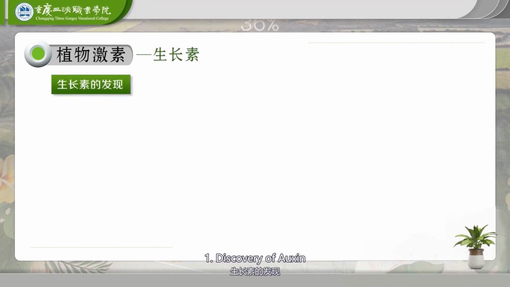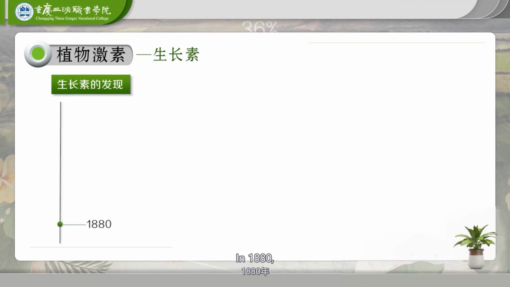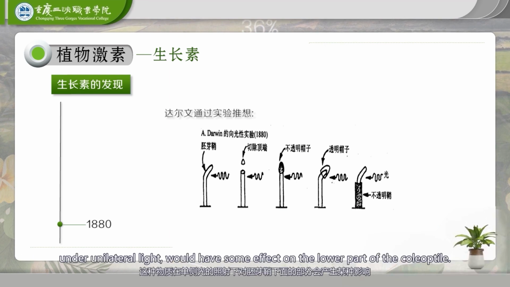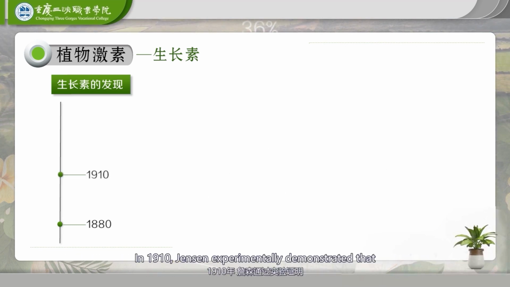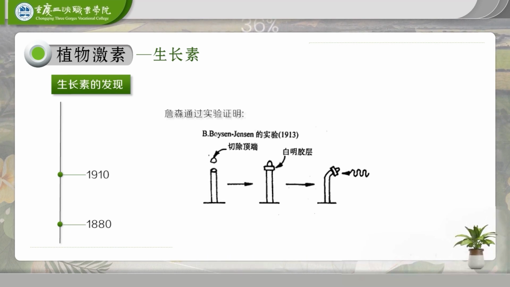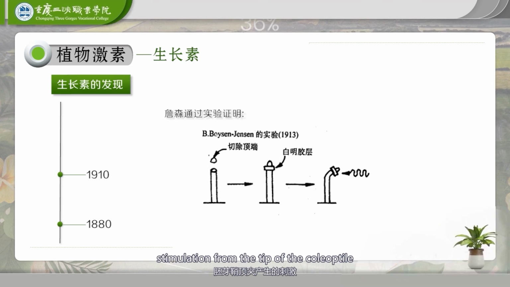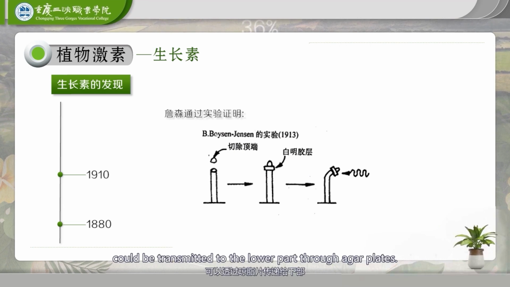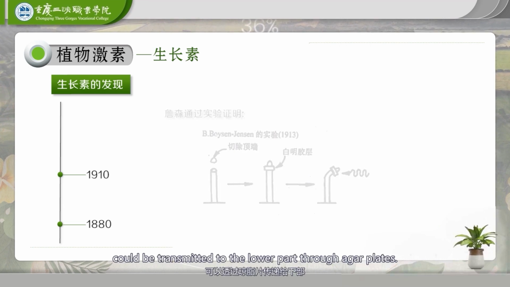Discovery of auxin. In 1880, Darwin theorized through experiments that the tip of the coleoptile might produce a substance that, under unilateral light, would have some effect on the lower part of the coleoptile. In 1910, Jensen experimentally demonstrated that stimulation from the tip of the coleoptile could be transmitted to the lower part through agar plates.